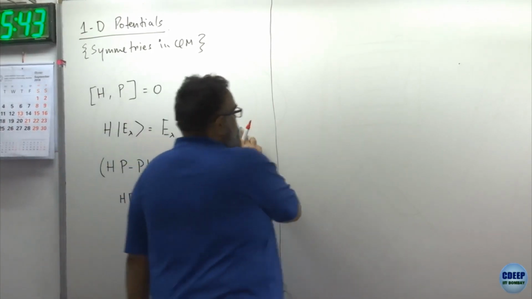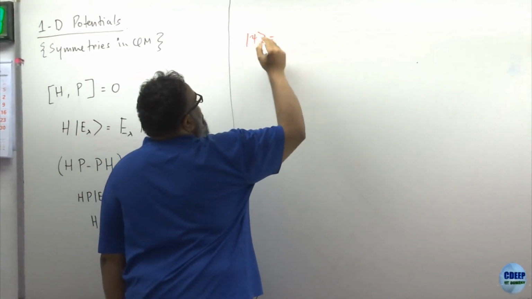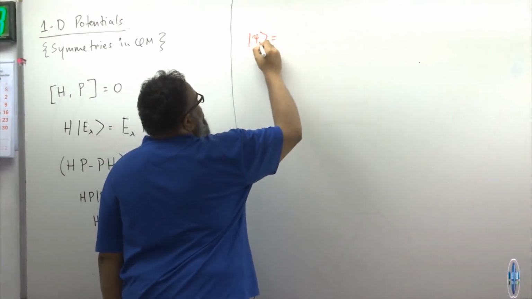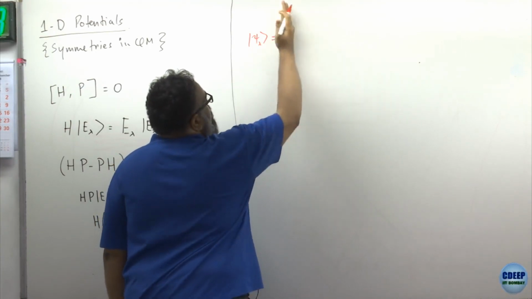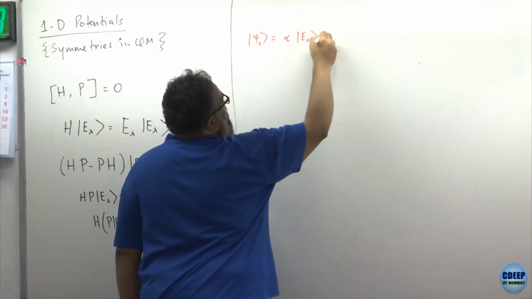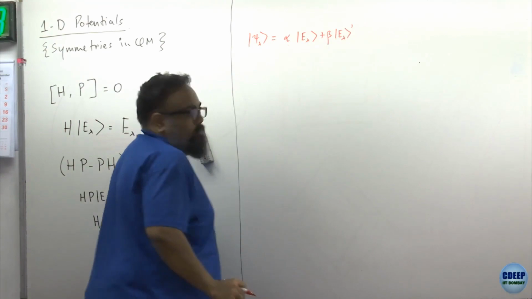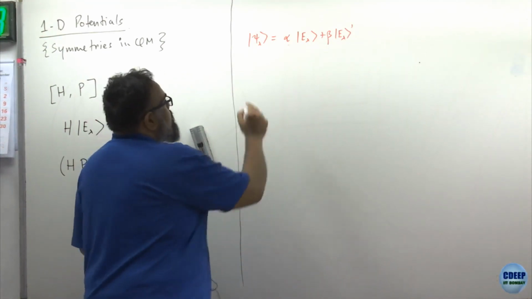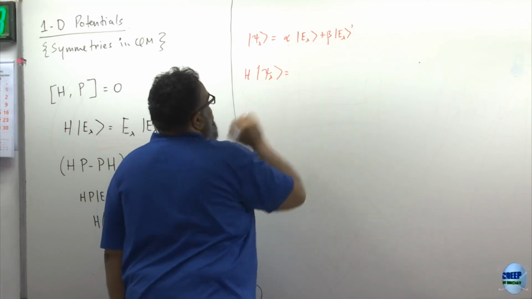Then if I consider any quantum state psi, which I should technically label with lambda, which I call alpha E lambda plus beta E lambda prime, right? And I ask the question, what is the Hamiltonian acting on psi lambda? What is this?